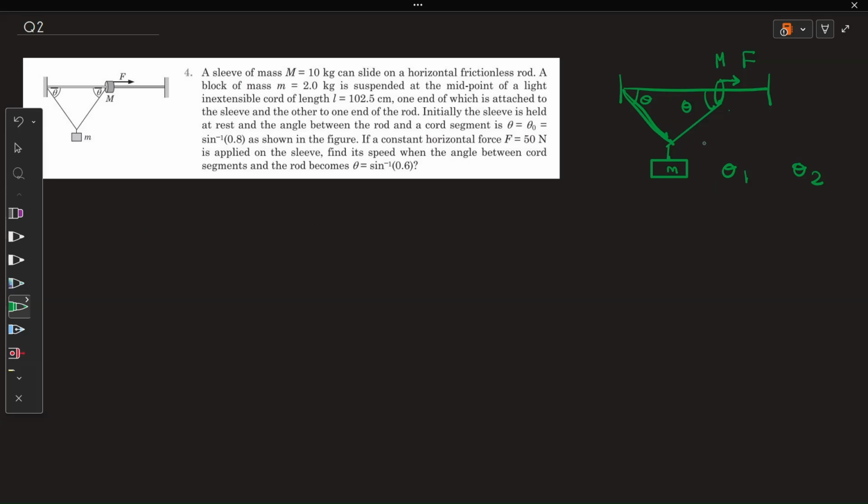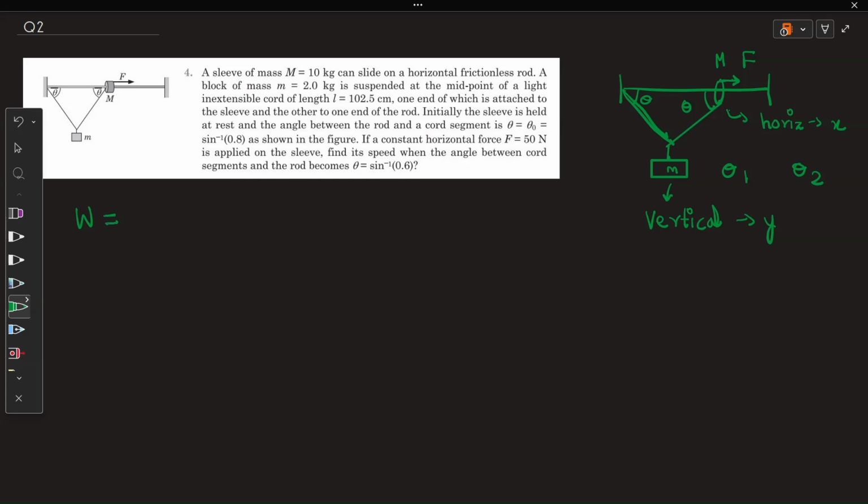Okay, the first is a vertical displacement: vertically it will move y, and horizontally it will move a distance of x. Now, what is the work done?